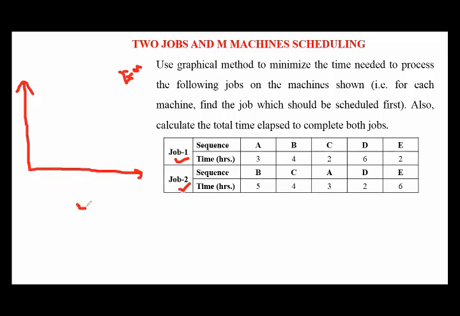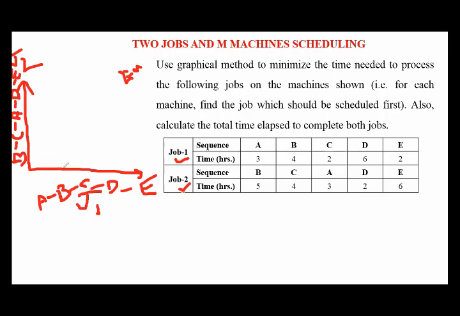Here I would like to take the job 1 sequence, and here I would like to take the job 2 sequence. The job 1 sequence is A to B, B to C, C to D, D to E. And the other one is the job 2 sequence, which was given in our problem itself: B to C, C to A, A to D, and D to E. This is the sequence of job 2.